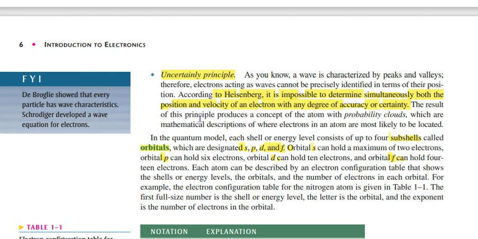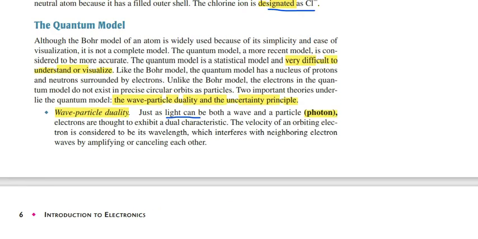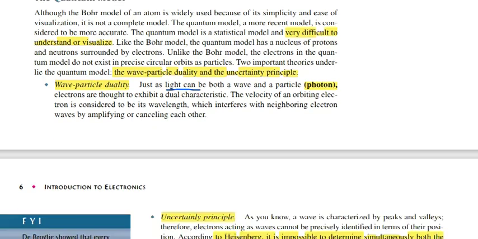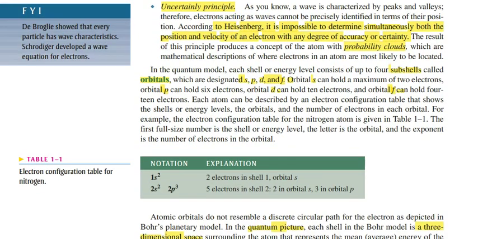We use the probability that in this cloud the electron is here, maybe there or there. So quantum mechanics gives us the 3D dimensions of the atomic model, which is very difficult to understand.